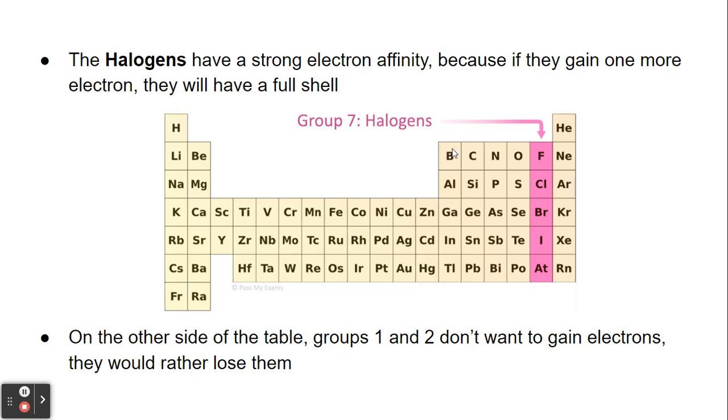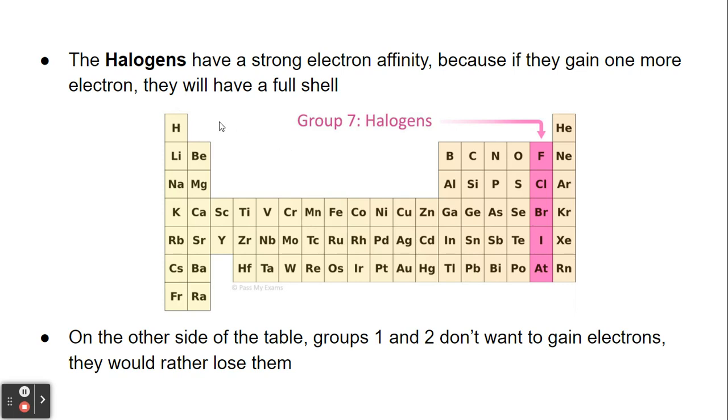Now, fluorine at the very top of the halogens is the smallest halogen. So because it's so small, that valence shell is very, very close to the nucleus. So it's really feeling that attractive force from the positively charged nucleus. So it's going to be very easy for fluorine to gain that one more electron. So when it gains that electron, it's going to release a lot of energy because it has a high electron affinity.